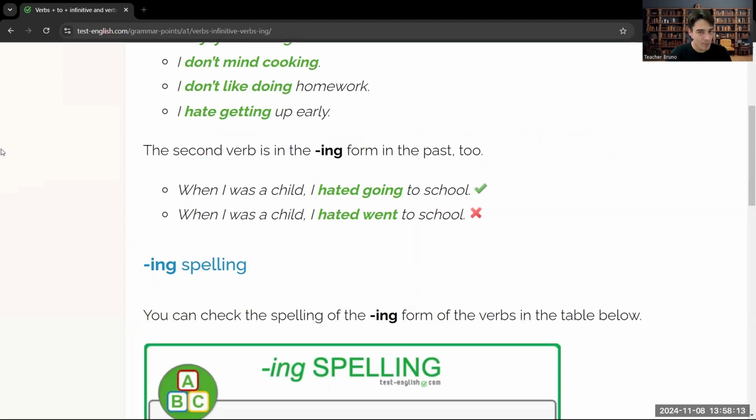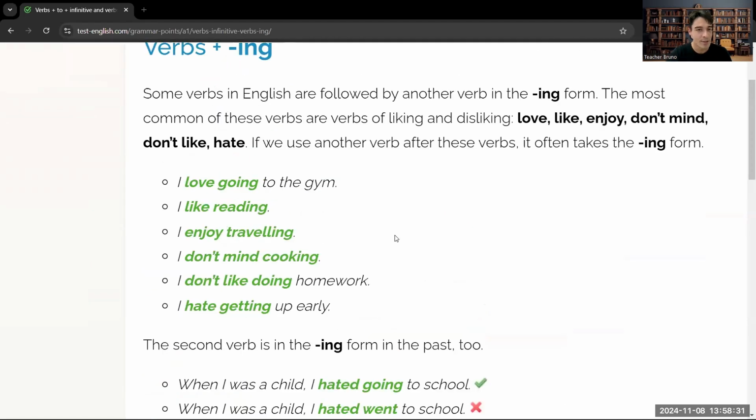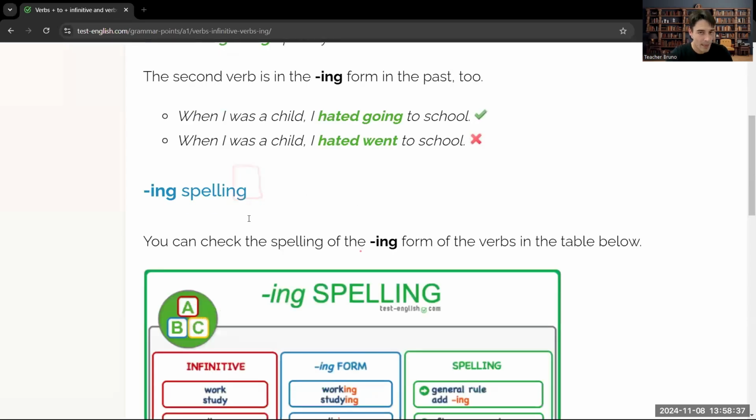It applies to the past as well. For instance, going to school. Went, it's incorrect. When I was a child, I liked going to school. So in the present or in the past, it doesn't really matter. We use ing for present and for past.